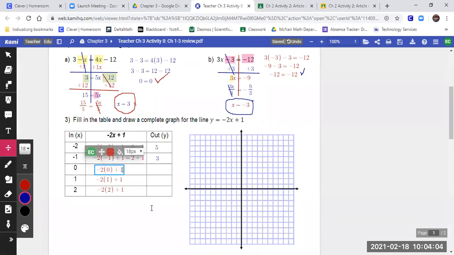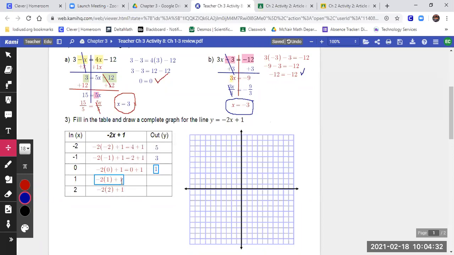Okay. Anything times 0 is still the number 0. So what am I going to say my y was when I had an x of 0? What's the y when the x is 0? 1. Yep. Because 0 plus 1 is still 1. Right? Now we're on to the next one.